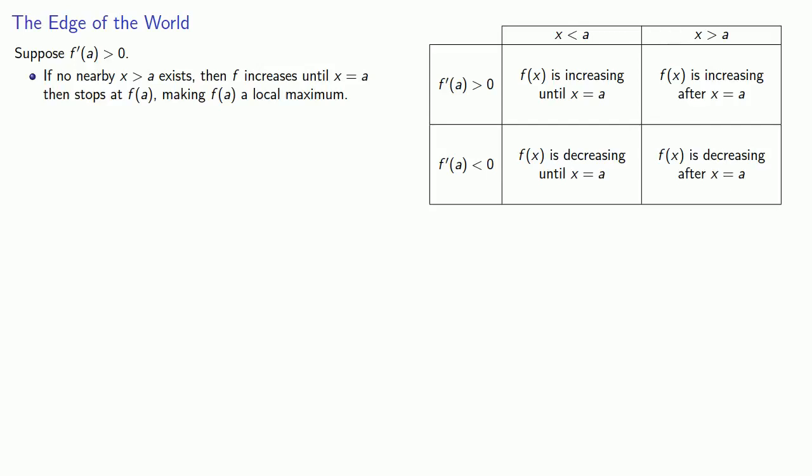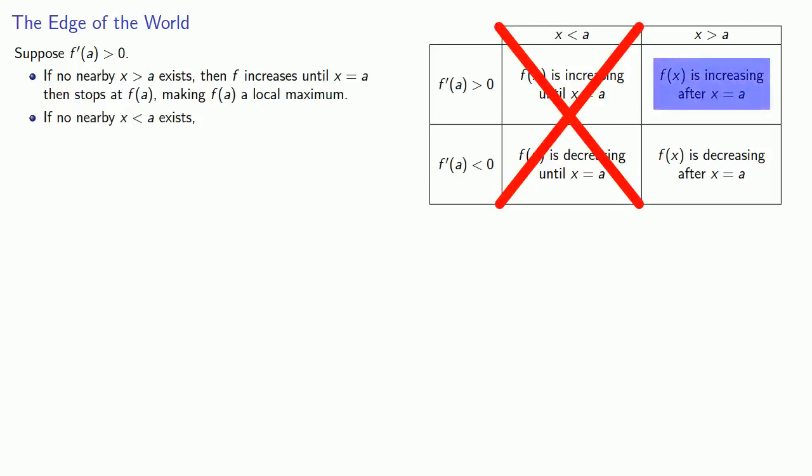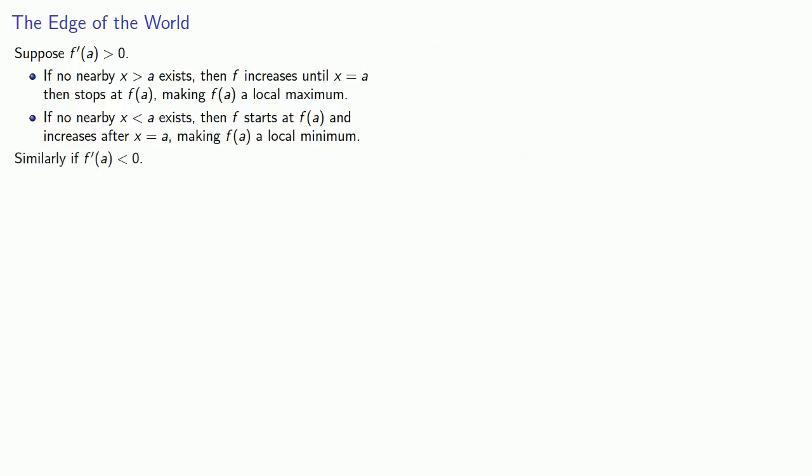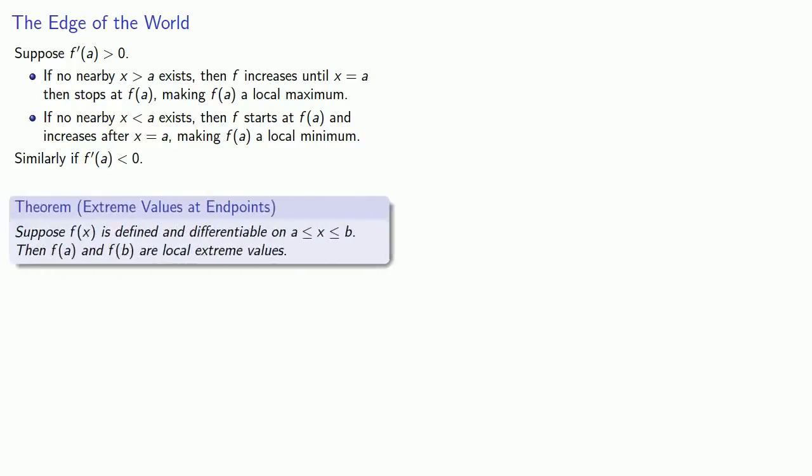And similarly, if there's no values of x that are smaller than a, then our function starts at f of a and increases after it, making our function value a local minimum. And a similar result is going to follow if the derivative is negative. And as a result, we get the following theorem. Suppose my function is defined and differentiable on the interval including a and b. Then f of a and f of b are local extreme values.